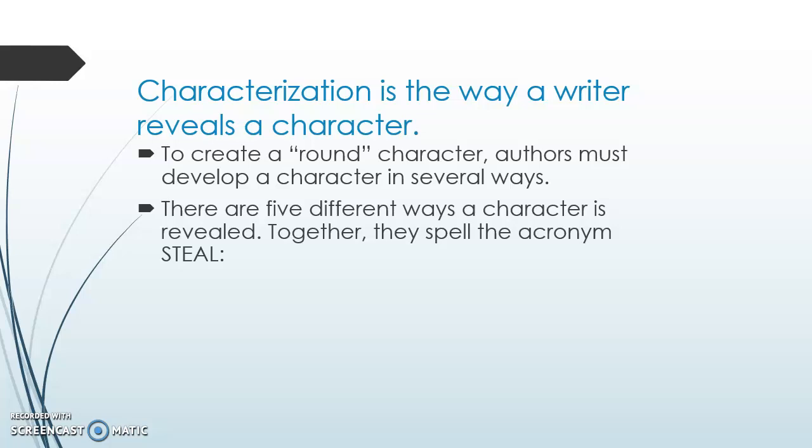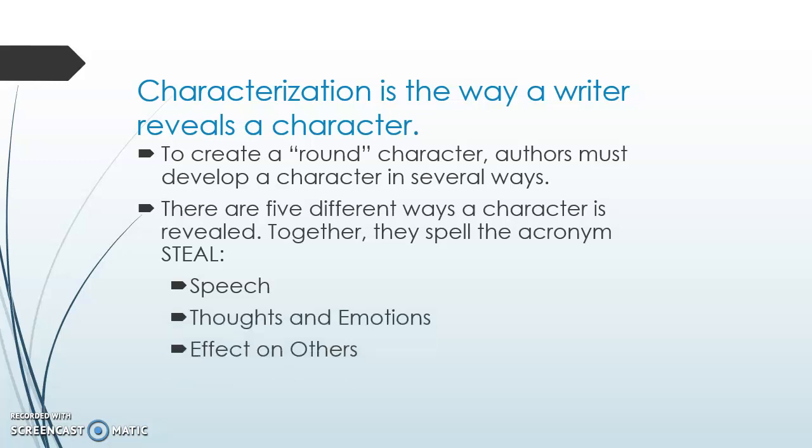All right, so there are 5 different ways that we can analyze a character so that we can understand them. We're going to use the STILL method. We're going to look at what they say, their speech, and that is the dialogue. We're going to look at their thoughts and their emotions. We're also going to look at their effects on others. We're going to look at their actions. What do they do? We're going to look at their appearance, their looks.